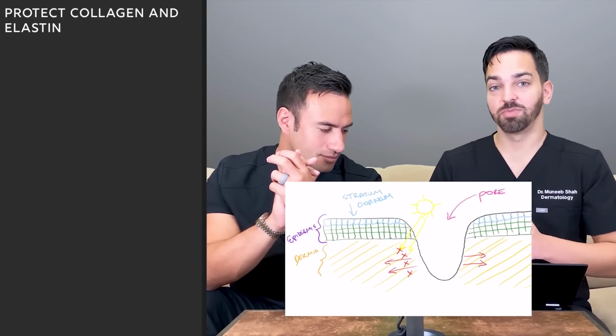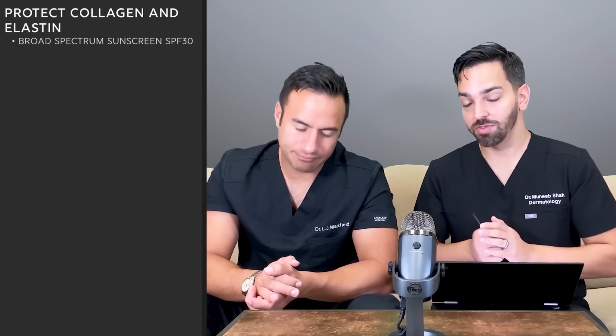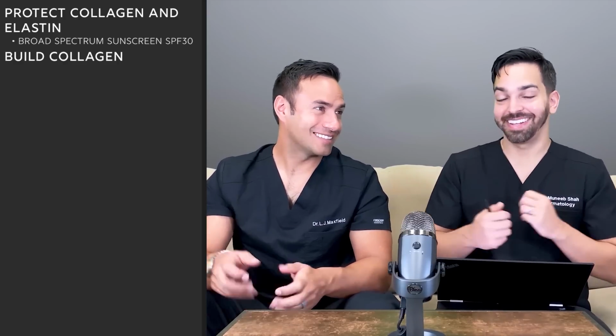So the first line of treatment to prevent your pores from looking larger is to actually just wear sunscreen. So broad spectrum sunscreen that needs to cover both UVA and UVB. And there you go. One step to minimizing your pores. The reverse. What if we were to build collagen? Okay. So if we're to build collagen, you could actually squeeze the pore, right?